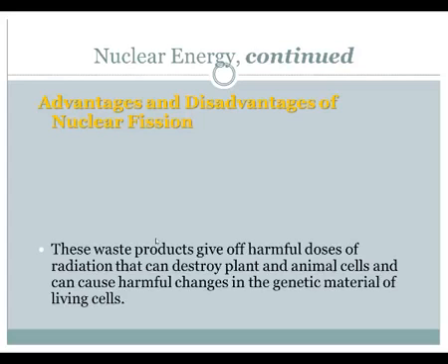The waste products give off harmful doses of radiation. The radiation destroys plant and animal cells. It causes harmful changes to the genetic material of living cells. Some of the nuclear accidents that have occurred have been known to cause genetic abnormalities in people and offspring. Usually it is not the growth of additional appendages. Usually it's things that are detrimental to the organism surviving.